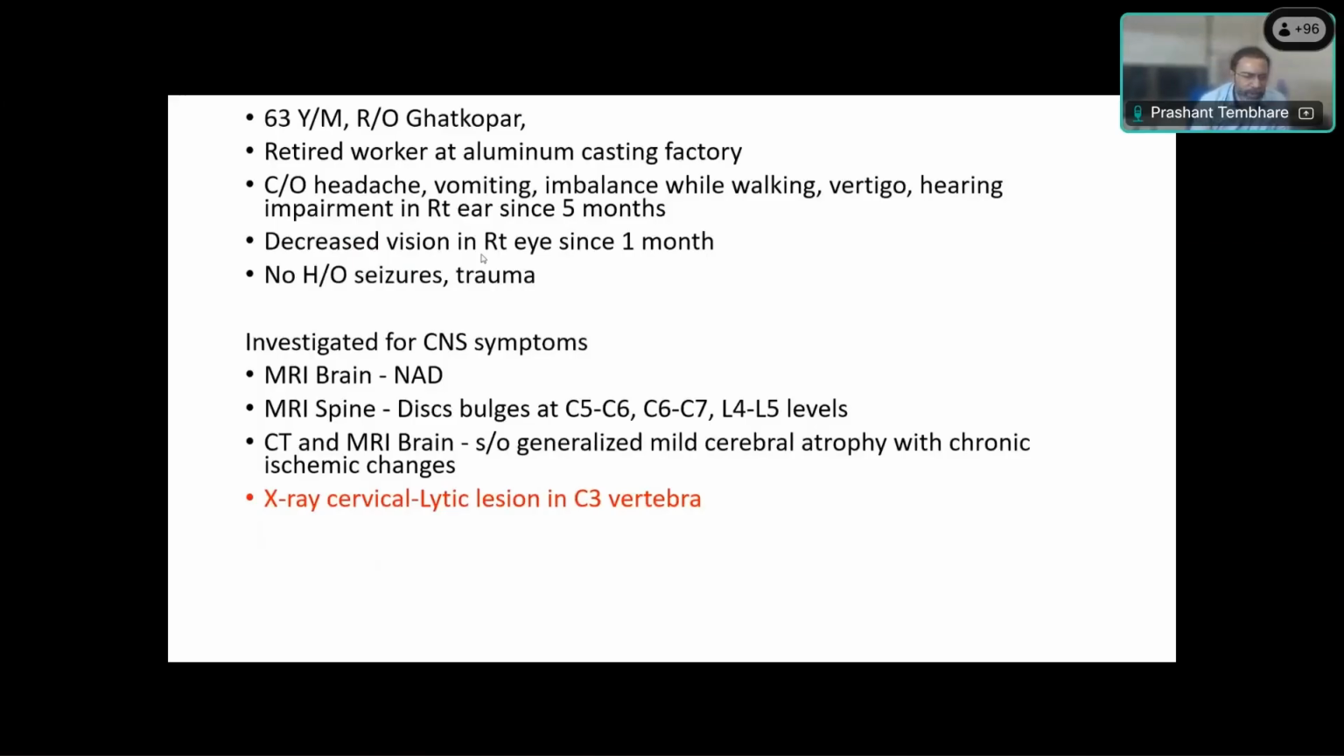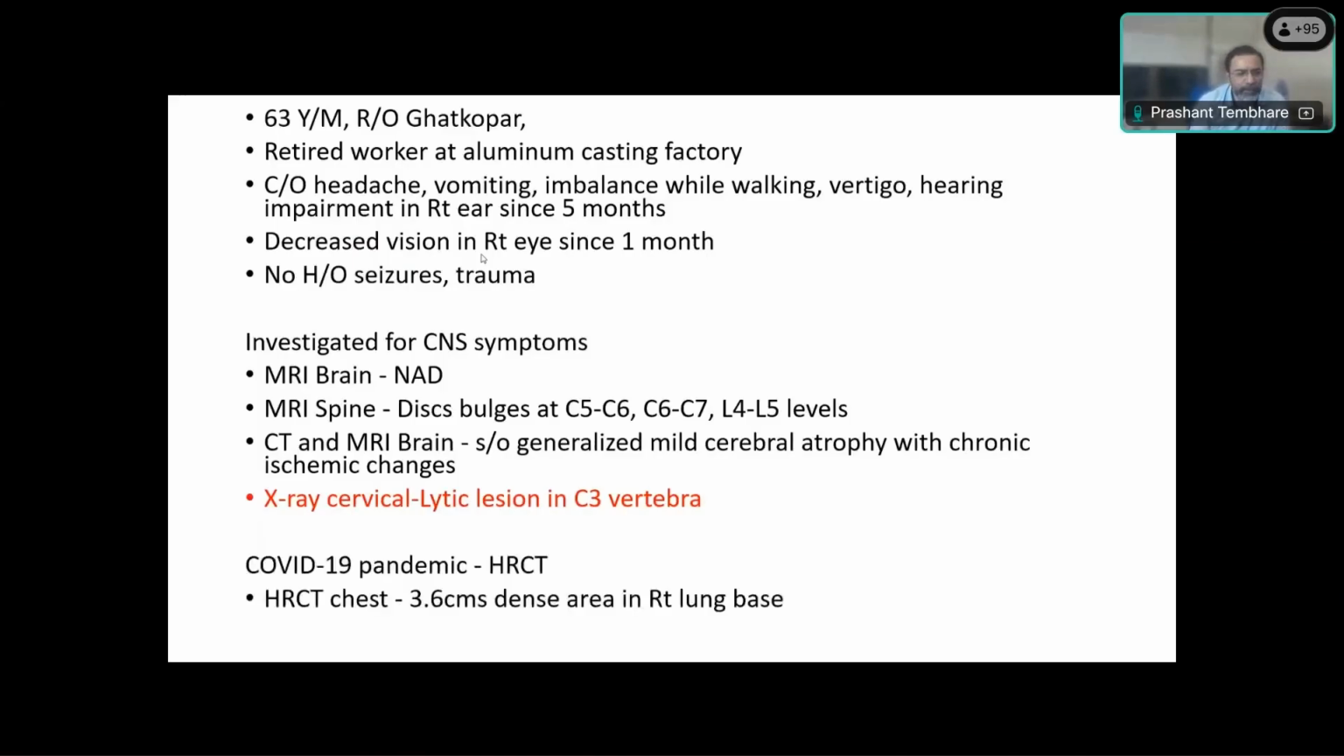With chronic ischemic changes. Now, X-ray was done, and the X-ray showed a cervical lytic lesion at the C3 vertebra. So the patient presented with CNS symptoms, the brain MRI did not show anything, the spine imaging had a few abnormalities, and there was a lytic lesion on X-ray.